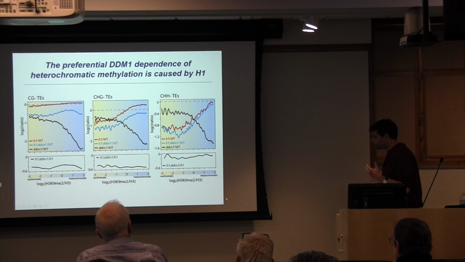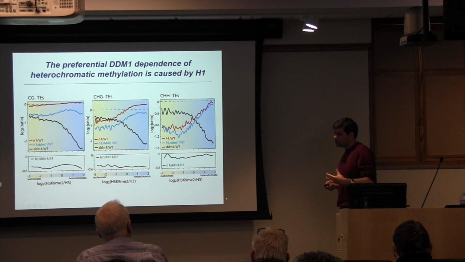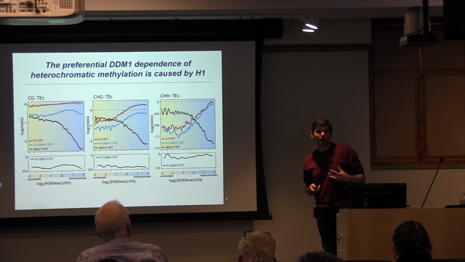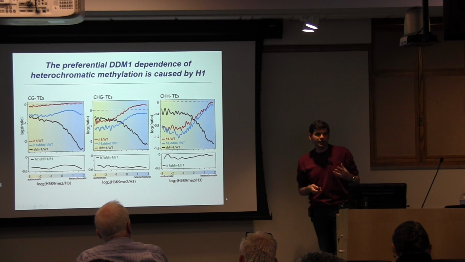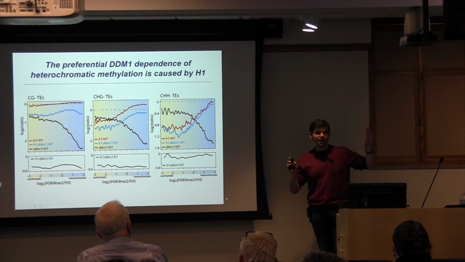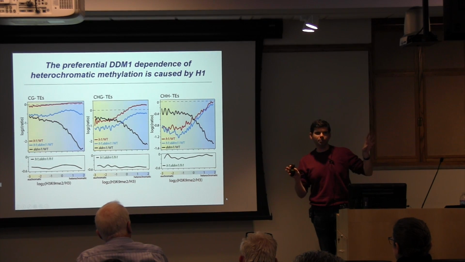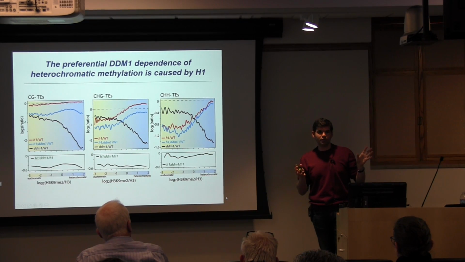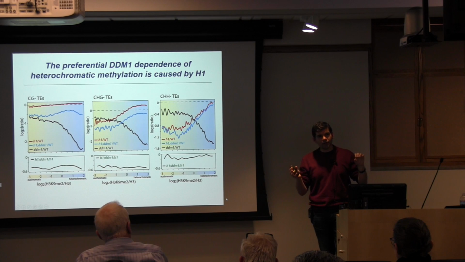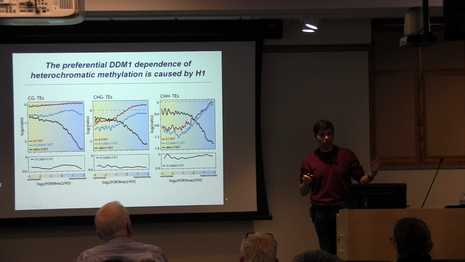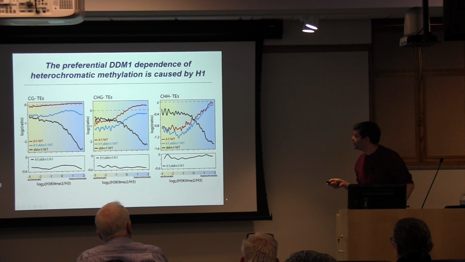And if we examine what happens in these compound mutants carefully, what we actually find is that this methylation dichotomy between euchromatic and heterochromatic transposons that exists in DDM1 mutants disappears. So now heterochromatic and euchromatic transposons are behaving more or less the same with respect to methylation loss in DDM1. So I'll walk you through this analysis.